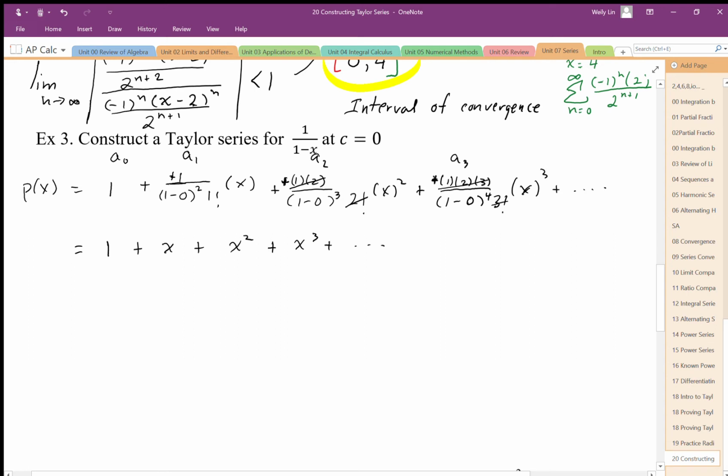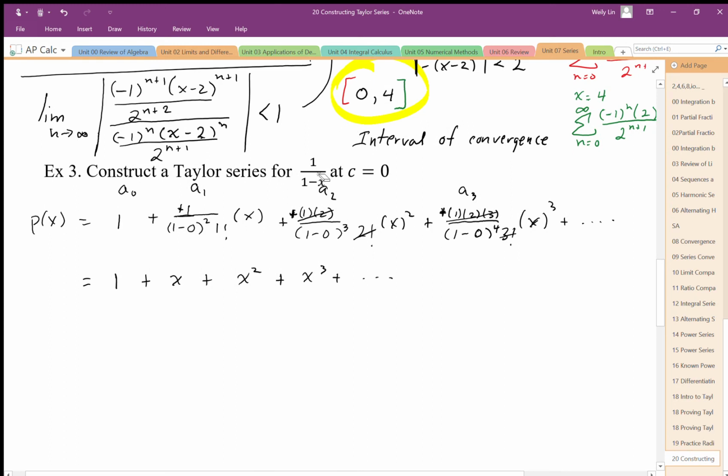This is our basic geometric series. Okay, so if you recognize that that was actually the formula for the basic geometric series, well, then there you have it. So when we sum this up, it's going to look like the sum from n equals 0 to infinity of x to the power n, and that will give us our terms. I'm not going to bother doing the interval of convergence for this one because we know this one is a geometric series. We know it converges for x between negative 1 and 1.